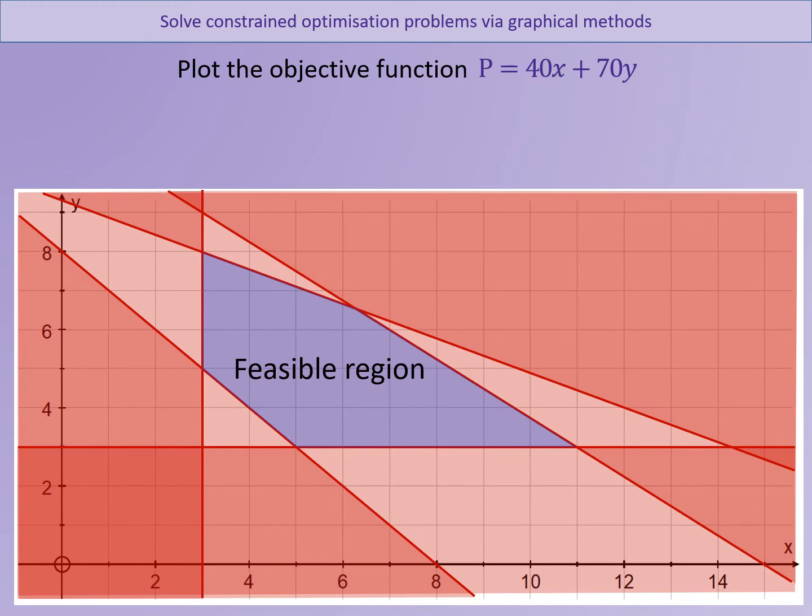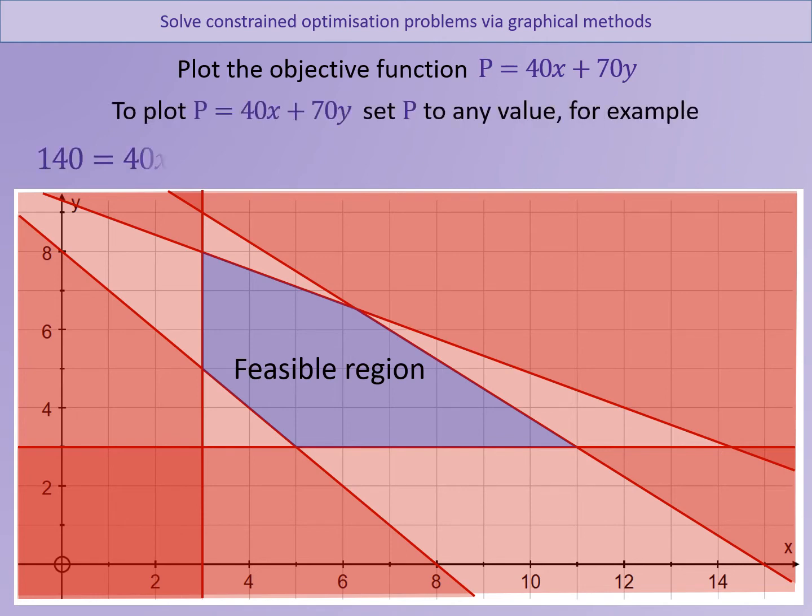There is a more efficient way of maximising the objective function. This can be done by plotting a line that has the same gradient as the objective function and then finding the highest value that it can take. So in order to plot the objective function p equals 40x plus 70y, we need to first of all choose values for p that are divisible by 40 and 70. This is just to make the plotting simpler. So for example, you may choose 140 as that's divisible by 40 and 70. You may choose 280, you may choose 560, and so on. All of those lines would give us the same objective function but at different heights.